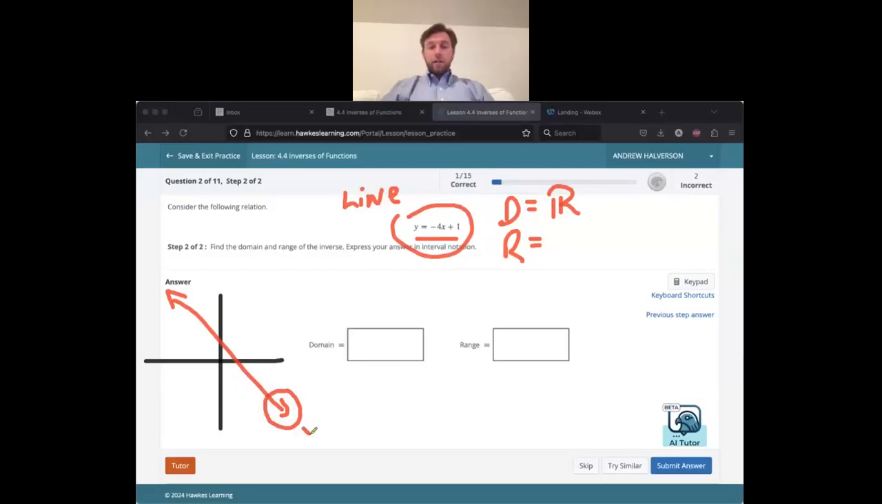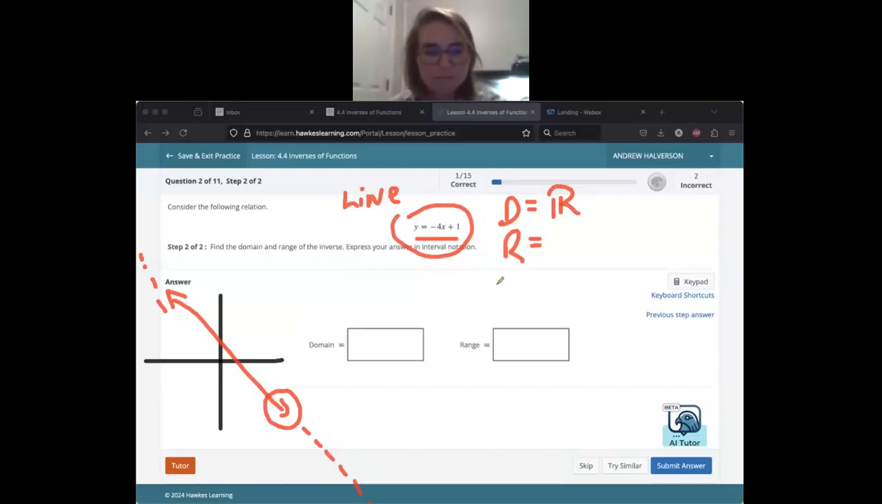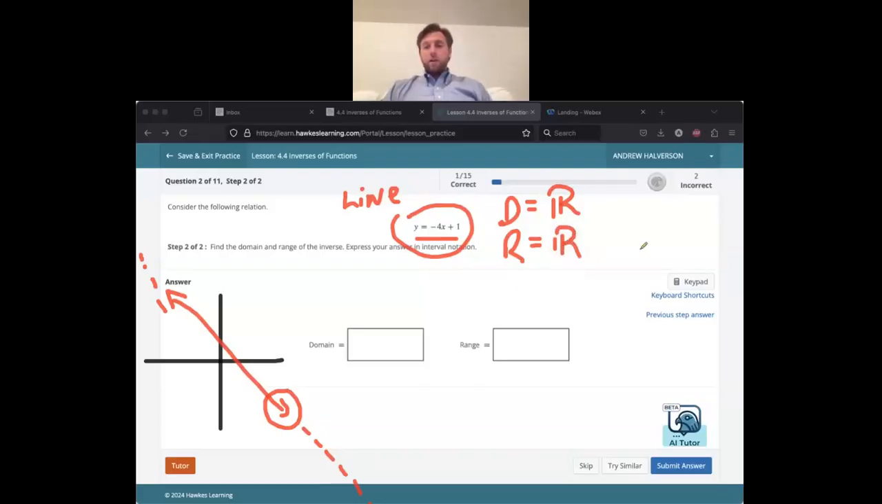This arrow says keep going down, down, down. To where? Negative infinity. And this one says keep going up, up, up. To what? Positive infinity. So that means what's the domain then? Negative infinity to positive infinity means the domain is everything, all real numbers. Now that's the domain and the range for this function, that equation.